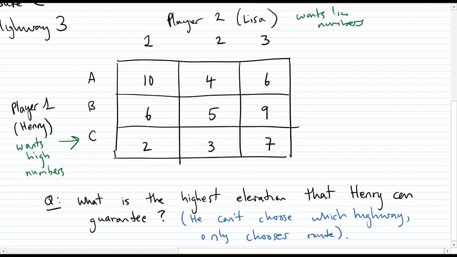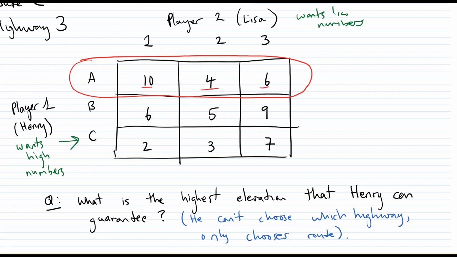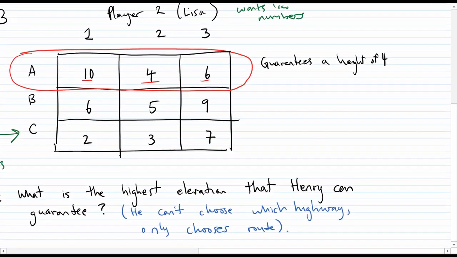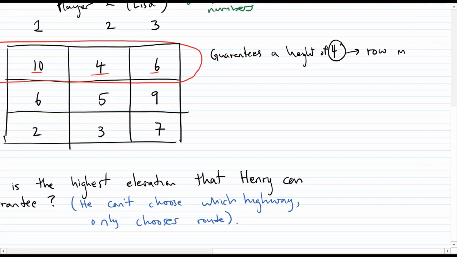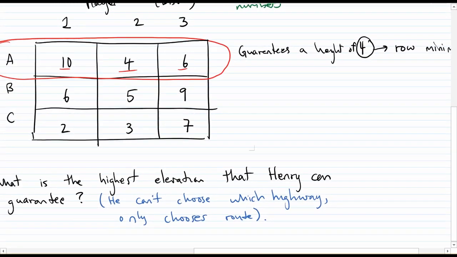So suppose he chooses route A. Well, then his options are either 10, 4, or 6. And so if he chooses route A, Henry guarantees a height of 4, because that's the lowest one that could possibly happen. He could get 6, he could even get lucky and get 10, but he definitely gets at least 4. So 4 is called the row minimum, because it's just the smallest value in the entire row.